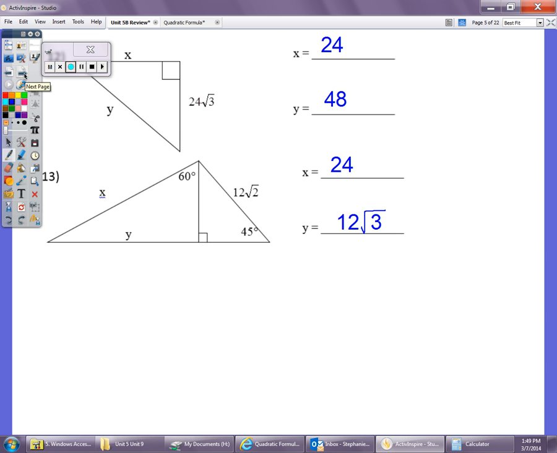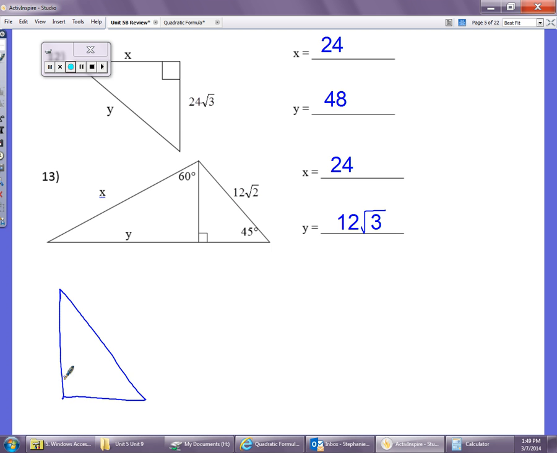Okay, these two represent the special right triangles. You should memorize these. We have the 30, 60, 90. So we have 2a, a radical 3, and a. And then you also have the 45, 45, 90. You should memorize these rules.